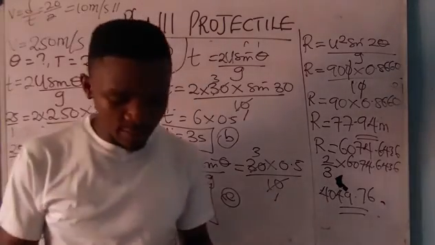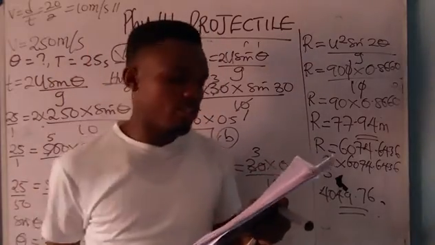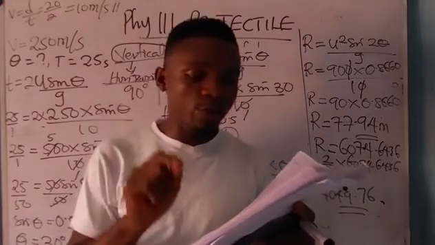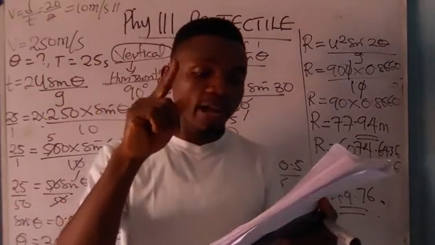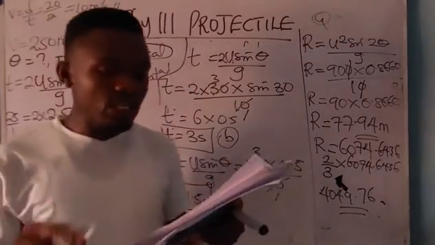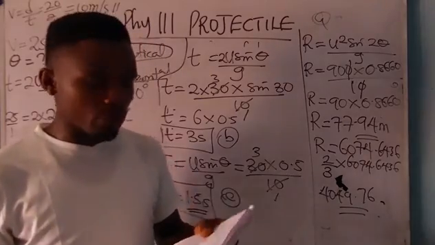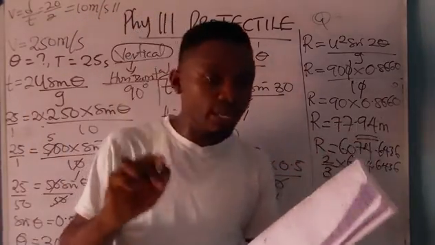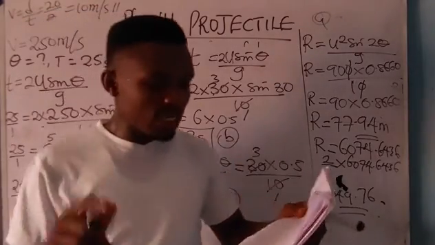Now, your assignment, write this. A stone is projected upwards at an angle of 30 degrees to the horizontal from the top of a tower of height 100 meters, and it hits the ground at a point Q. If the initial velocity of projection is 100 meters per second, calculate: one, the maximum height.